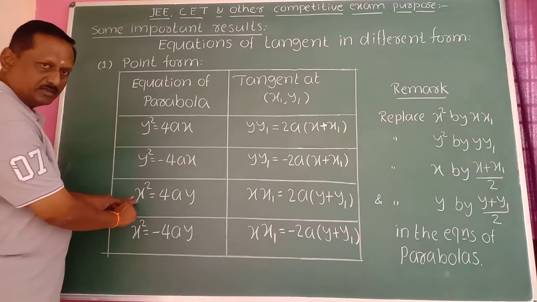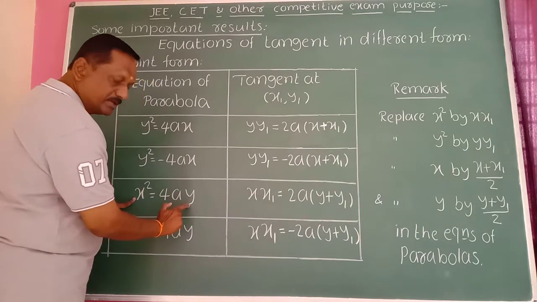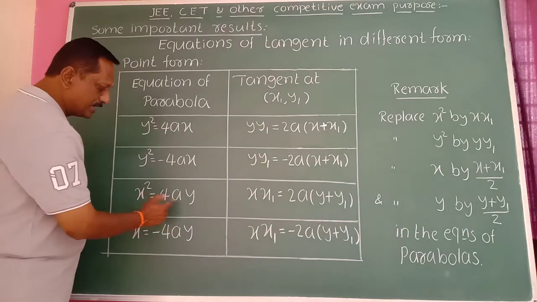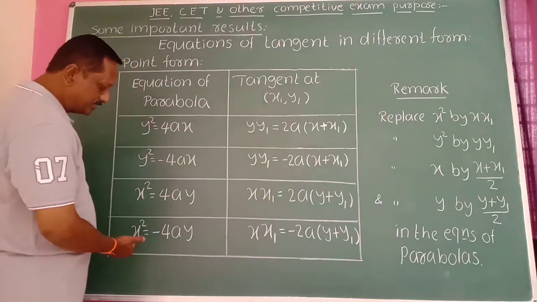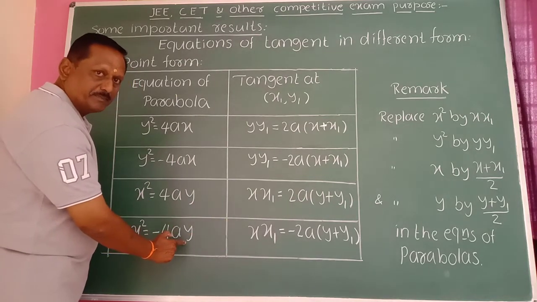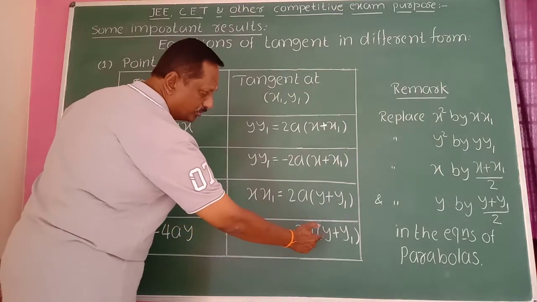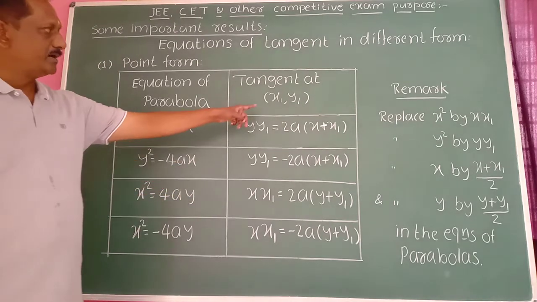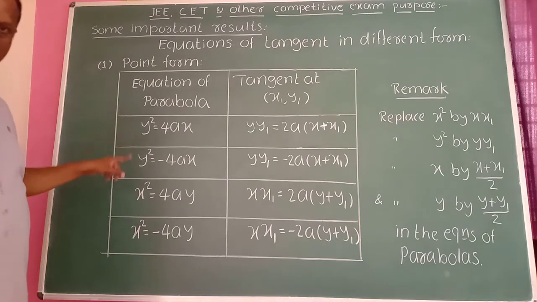This is a parabola. Replace x square by x into x1. Replace this y by this one here, (y plus y1) upon 2, 2 and 2 cancel, 2a into y plus y1. Similarly, replace x square by x x1, replace y by (y plus y1) upon 2, 2 and 2 cancel, minus 2a into y plus y1. So these are equations of tangent to these different parabolas at the point (x1, y1) here. Okay.